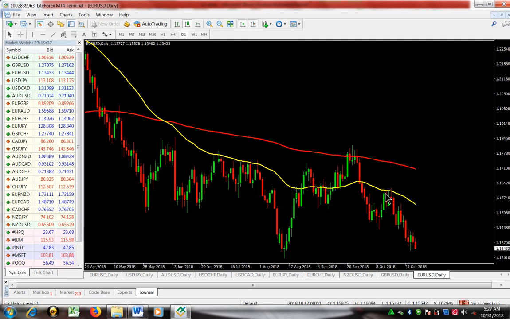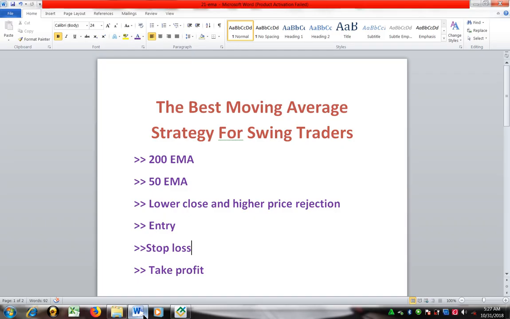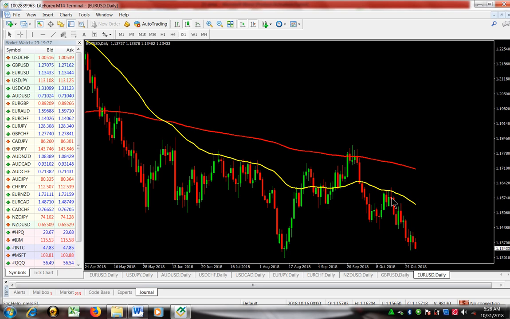Now, we expect that around this zone, we should have a lower close or higher price rejection. Lower close or higher price rejection. That is, as we are approaching this place, before we can actually sell, well, we cannot just sell aggressively at the resistance. We need to look out for confirmation, reversal here.